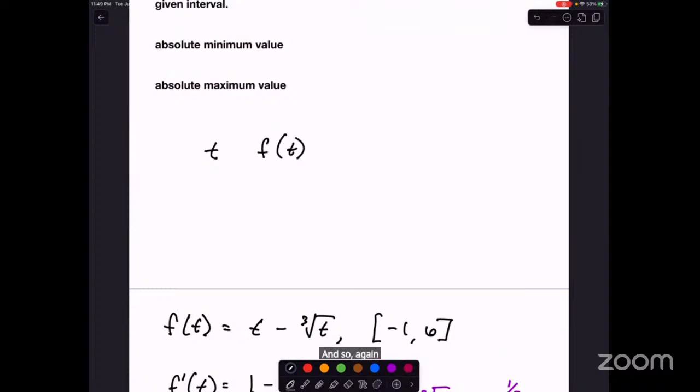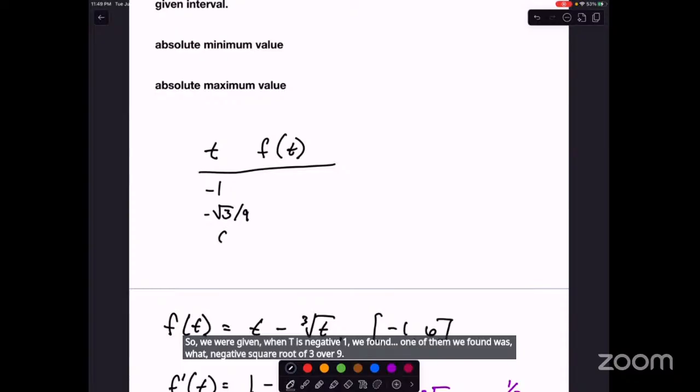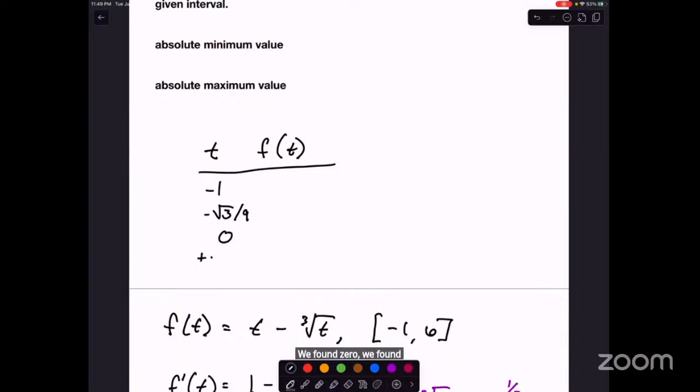And so again, for absolute max and min, you need endpoints, which is what we were given. So when t is -1, we found one of them was what? Negative square root of 3 over 9. We found 0, we found a positive square root of 3 over 9, and then the other endpoint was what, 6?